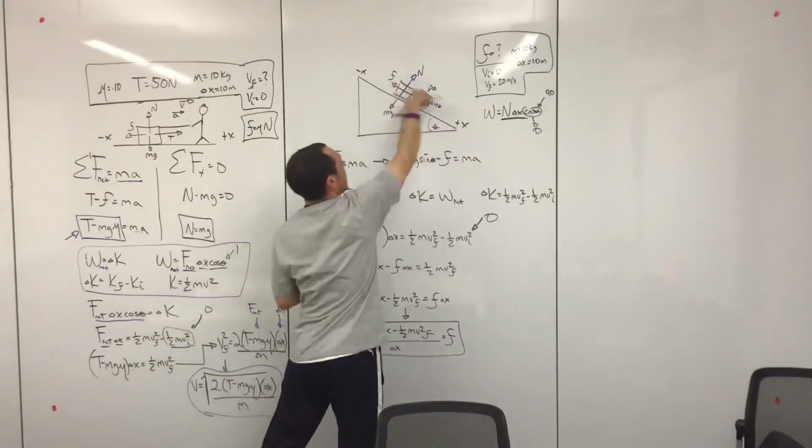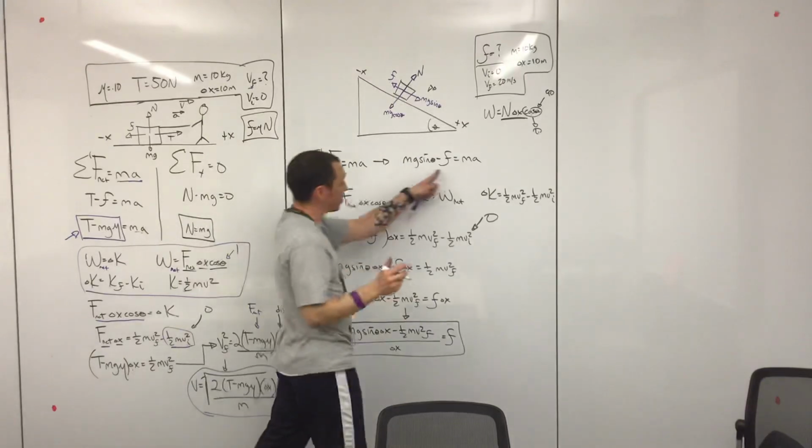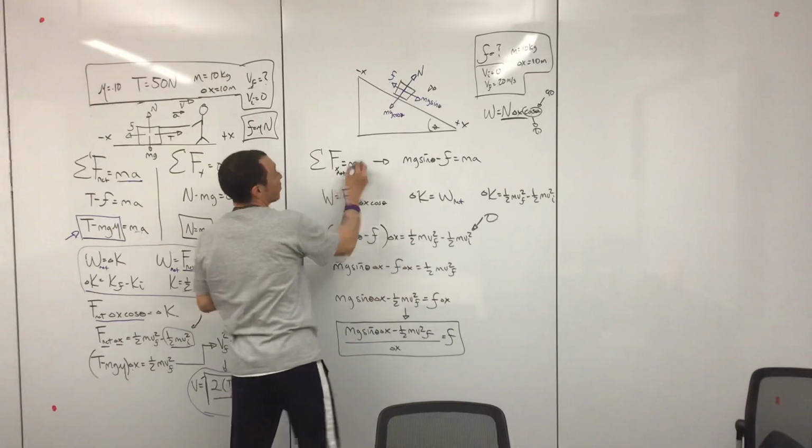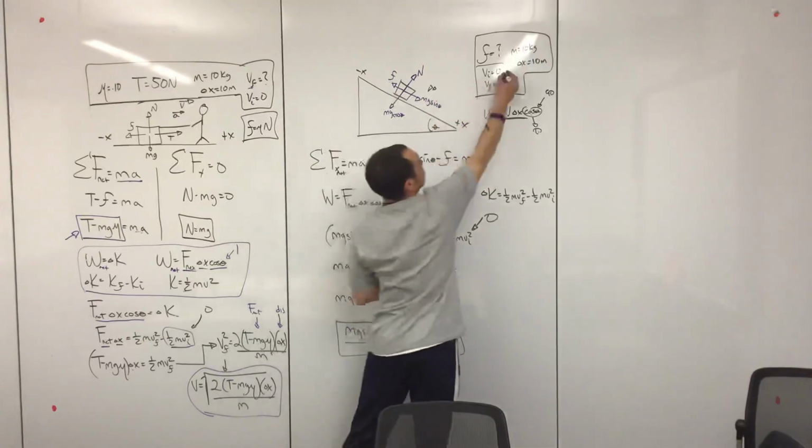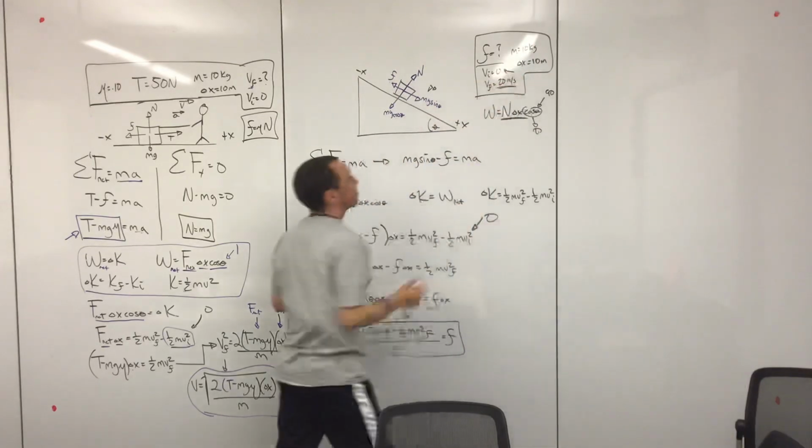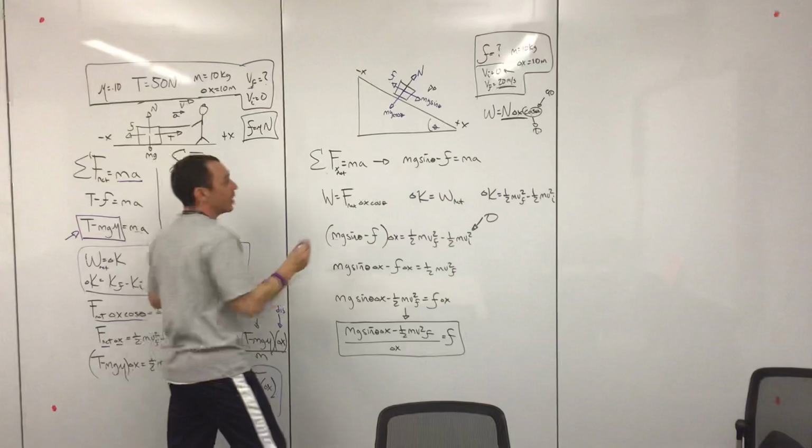So we're not concerned with the y, just the x. So I do my sum of forces in the x. Also, we know that's where the net force is, because it's speeding up down the ramp. We know it started at 0, and now it's at some speed at the bottom of the ramp.